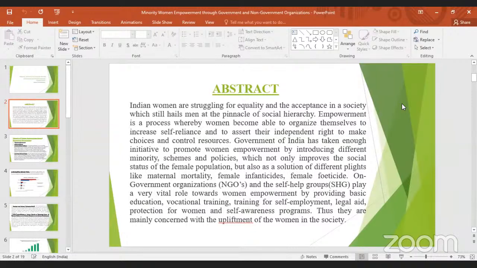Sir, my contribution is this: I have done various research and studies to make my content more clear about the topic, minority women empowerment through government and non-government organizations. Are you a PhD student or what are you doing? I'm pursuing my PhD from Jamia Millia Islamia.